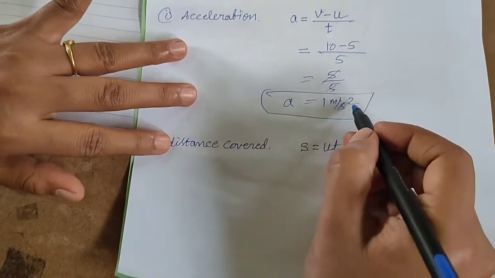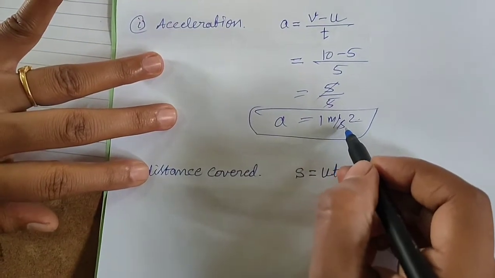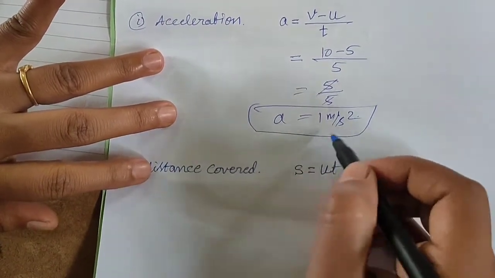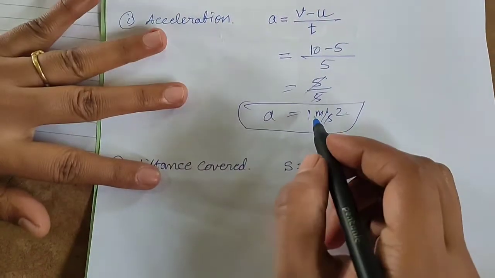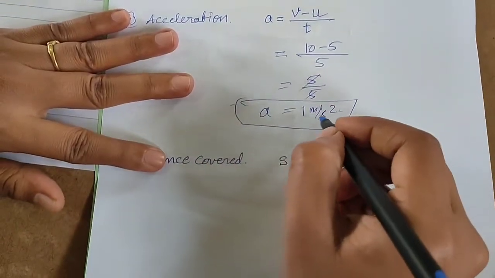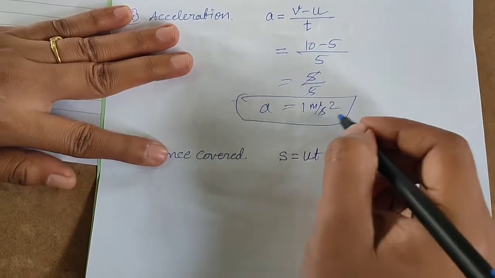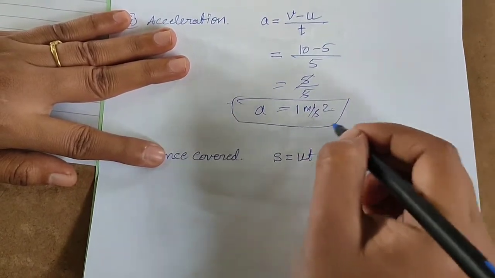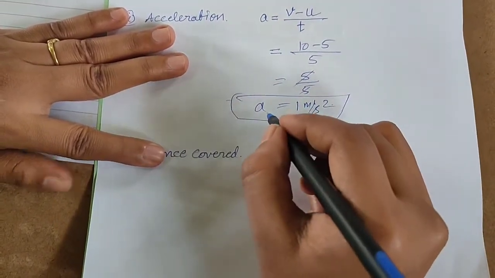You must and should write the unit. If without unit, the answer is not the correct answer. So either you can write meter or kg, anything. That's why you should write the SI unit of that term.